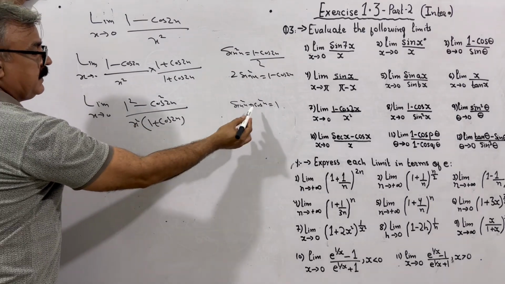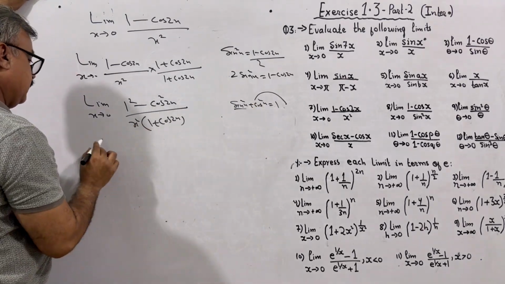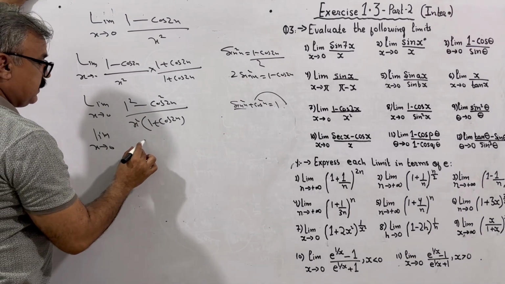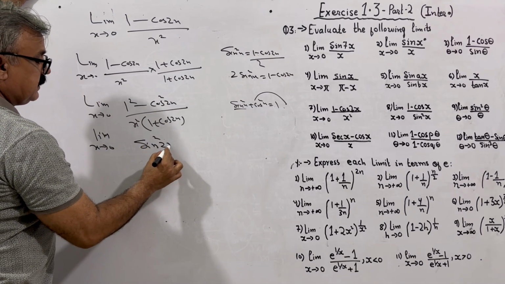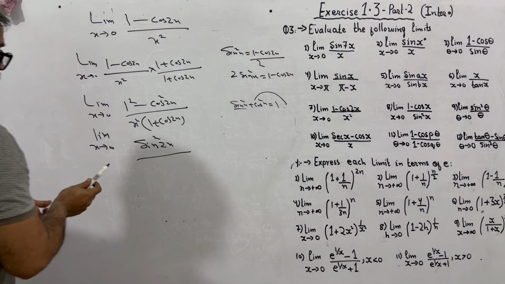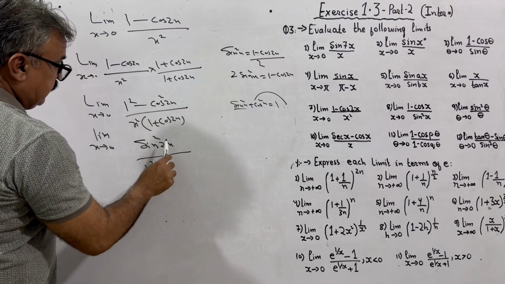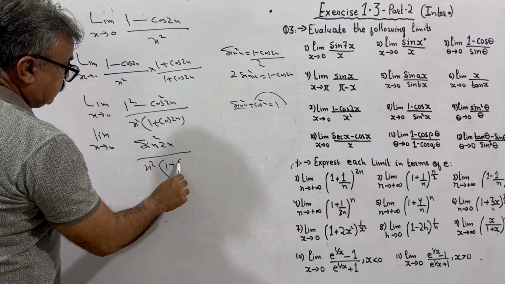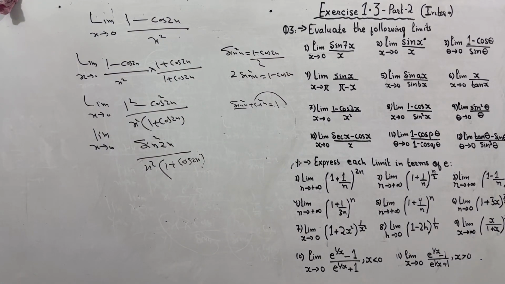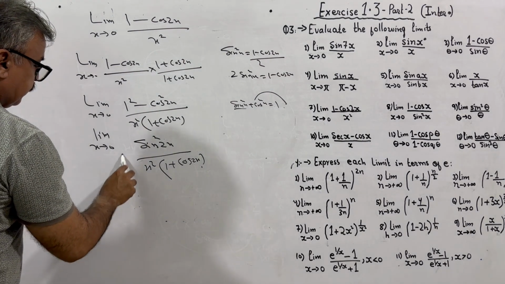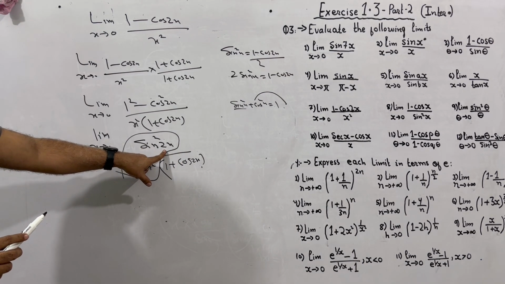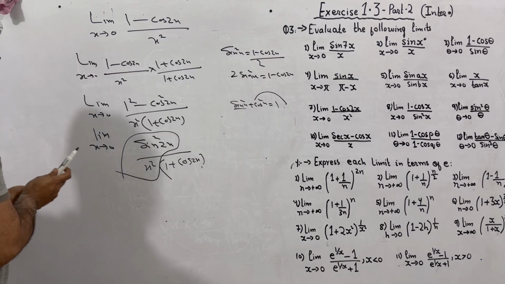If I need the value of 1 minus cos square, it is equal to sin square. So I have the limit as x tends to 0 of 1 minus cos square 2x, which is equal to sin square 2x, divided by x square, times 1 plus cos 2x. Look at this: there is x square, there is 2x, there is x square. Let me settle this down.